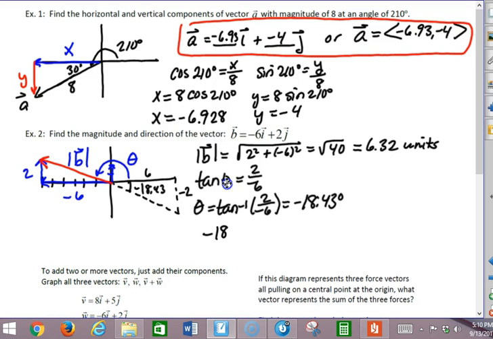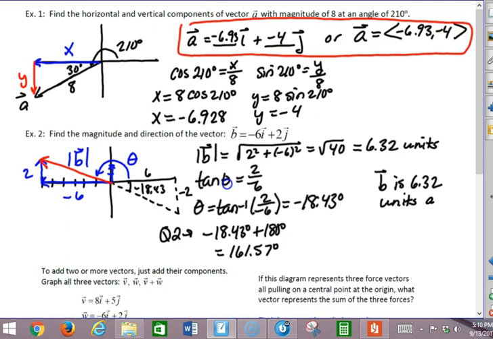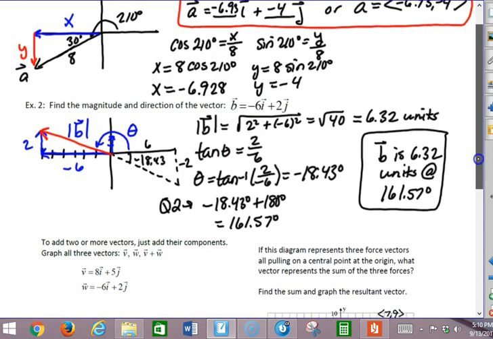So to find the angle in quadrant 2 that I'm looking for, I have to take 18.43 and add 180, which gives me 161.57 degrees. So I can say vector B is 6.32 units at 161.57 degrees. So that would be the answer to that.